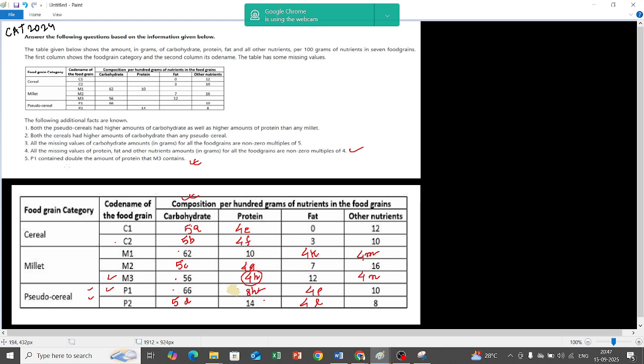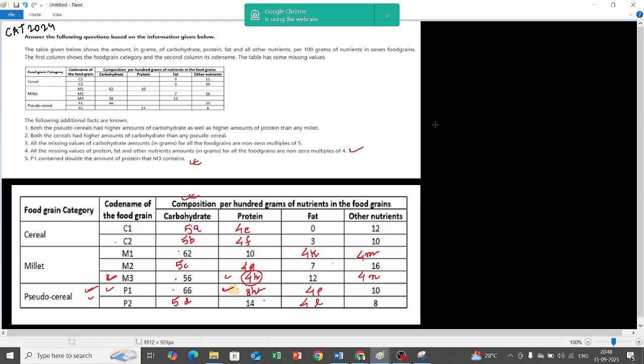P1 contained double the amount of protein than M3 contains. So this is P1 and this is the protein under P1, and this is M3 and this is the protein under M3. So we have 4H, and this cell contains double the amount of protein present in M3, which is 8H, right? Now we have to find out these values, right?